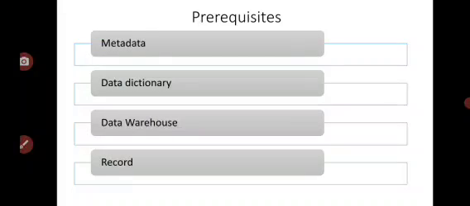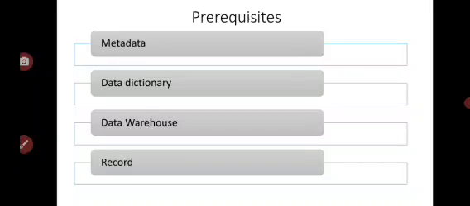Moving on to the next slide, we have the metadata. Metadata is the data about the data. That means we are storing the data in the database, and the information about where the data is stored is contained in a catalog, and that catalog is called metadata. Data dictionary: just like in your book you have the index page, which contains the page numbers for each content, in the same way the data dictionary contains the indexes of what data is stored where in the database.